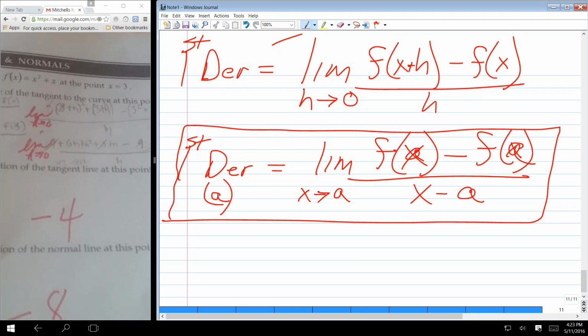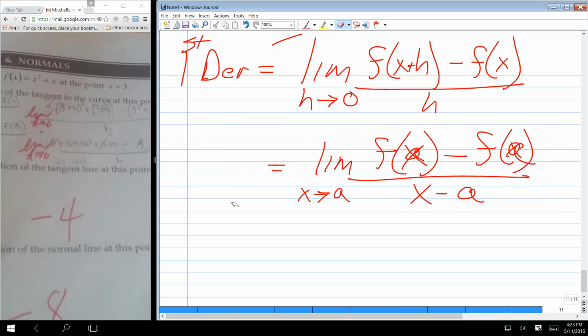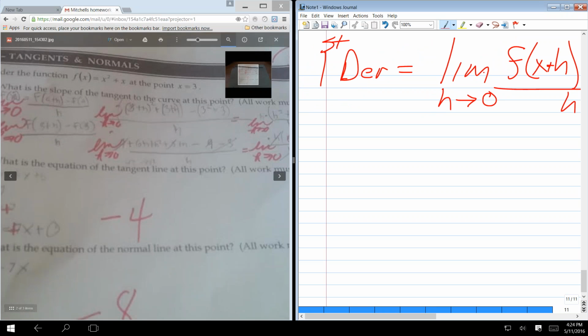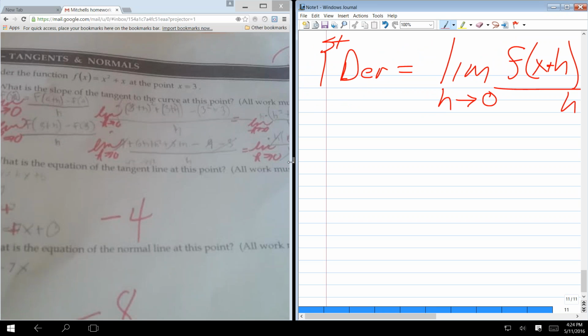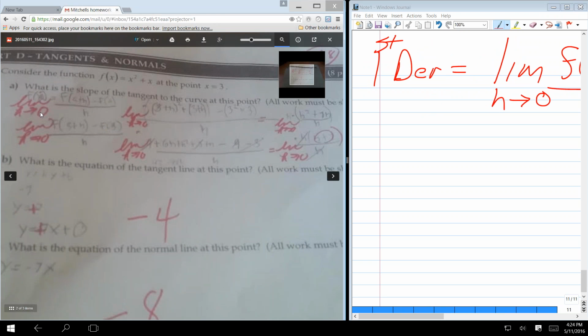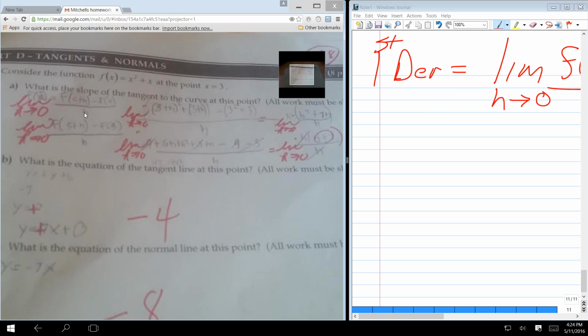So let's always use the top one, unless they specifically direct you to use the other one. This is always going to be the best one to use. And what I see in your work here is you're substituting that 3 in before solving for anything. The red writing indicates to me that she wants you to use this top definition, because she's got the limit as h is going to 0. If you're going to have the denominator be going to 0, then you have to use this definition.